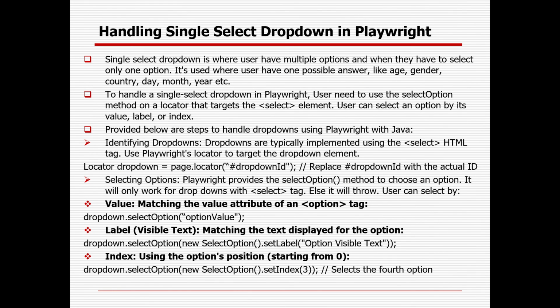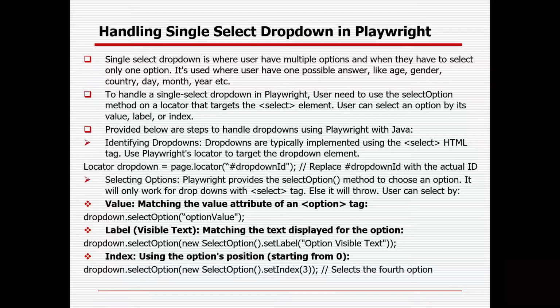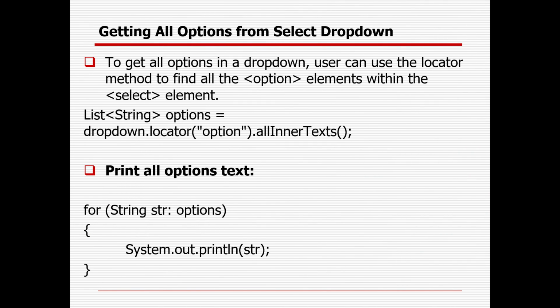So that is the way you can handle a single select drop down. We will see in the next video how to select a multiple select drop down, where you can select more than one value at the same time. Primarily there are three options to deal with the single select drop down: value, label, or indexing, right? You need to use the select options methods available in Playwright. So that's all from today's session, guys. Thank you.